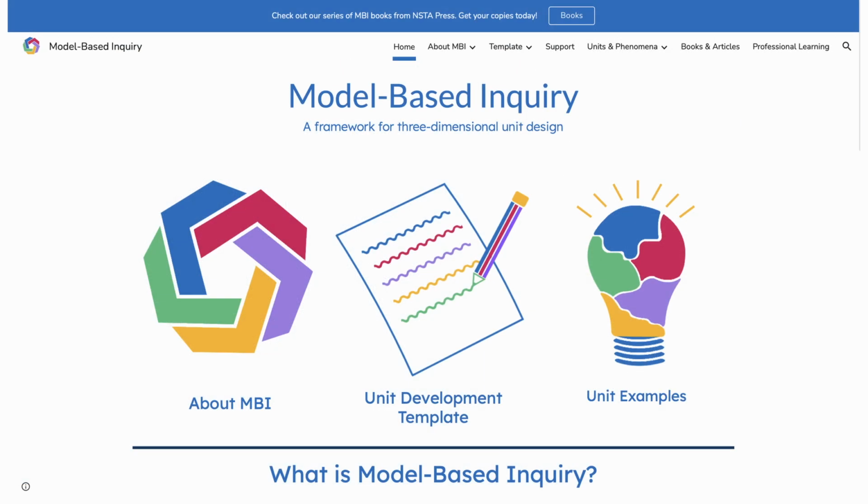This template is just one piece of what model-based inquiry has to offer. If you're ready to design equitable, practice-rich science instruction, we hope this helps get you started. Explore our site for more resources, sample units, and instructional tools. And if you create your own unit using the template, we'd love to hear from you.